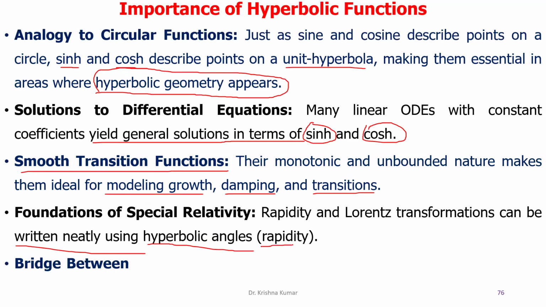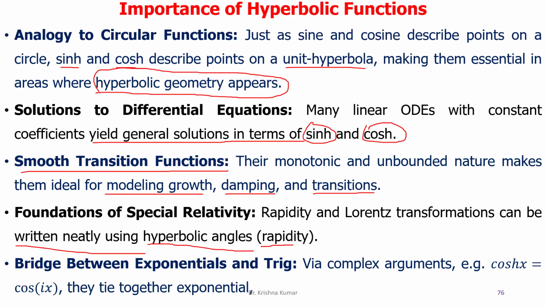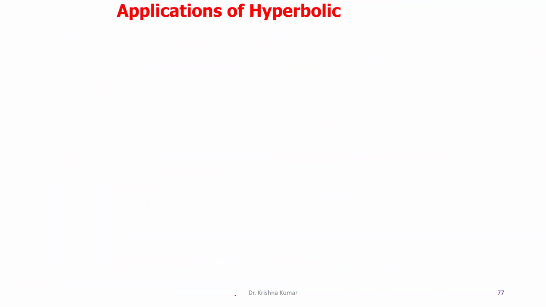And the last, a bridge between exponential and trigonometric functions via complex arguments. For example, cos hyperbolic x can be represented as cos of ix. They tie together exponential, circular, and hyperbolic behavior. So these are the importance of hyperbolic functions, why we are studying them. Now let us see the different applications of these hyperbolic functions.